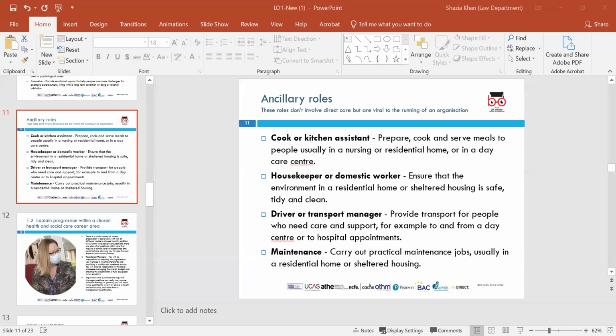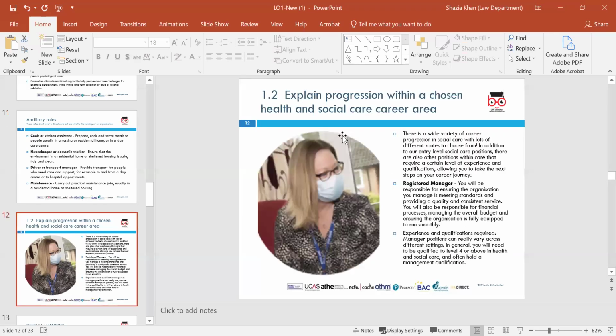You need to have maintenance in place because you need to be able to keep the place in check and make sure it's in a good state for someone to live there, care homes, painter, decorator. So we're moving on to 1.2.